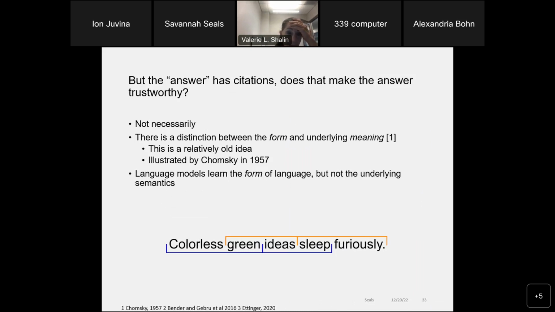We have this example sentence down here that Chomsky provided: colorless green ideas sleep furiously. All of us can say this is a completely meaningless sentence. We don't know what that is supposed to communicate, but it is grammatically correct, right? That could conceivably be a sentence in English. It just doesn't have any particular semantics attached to it. Language models are trained on the form of language and not the semantics.